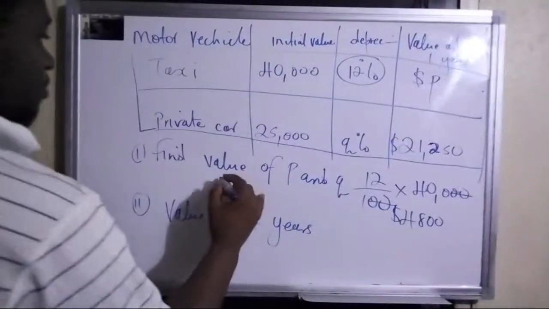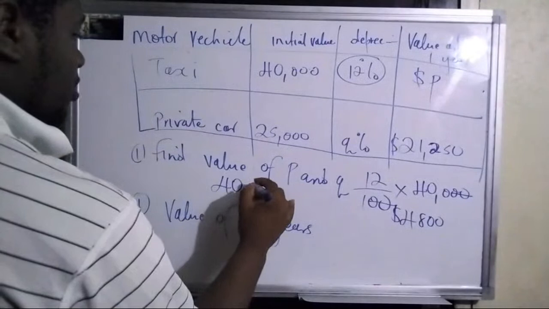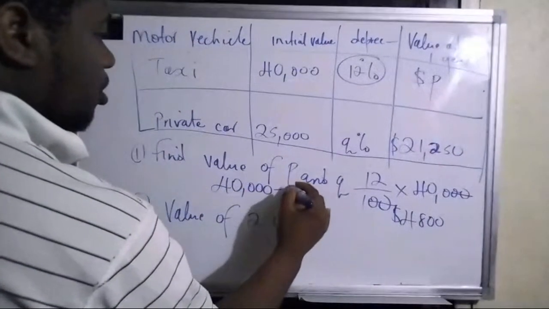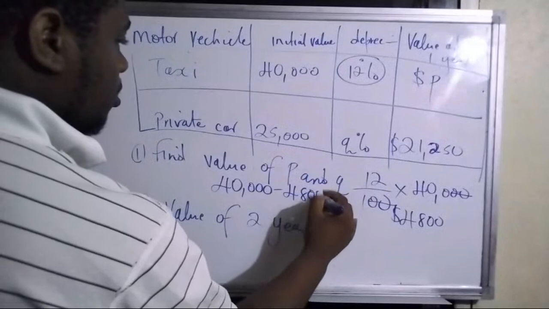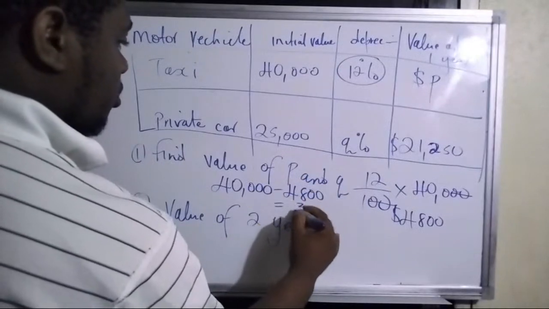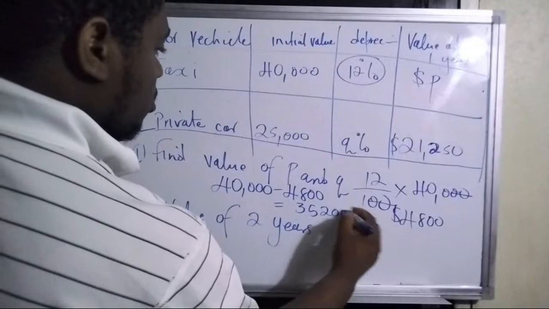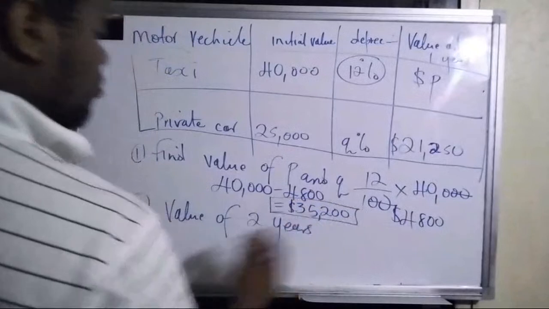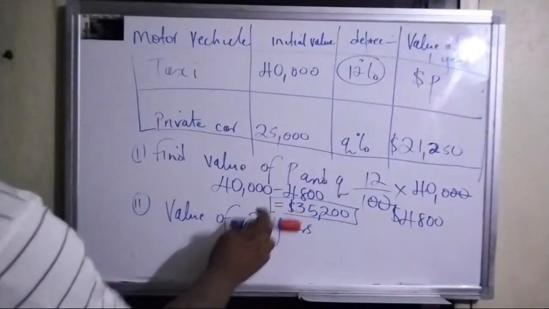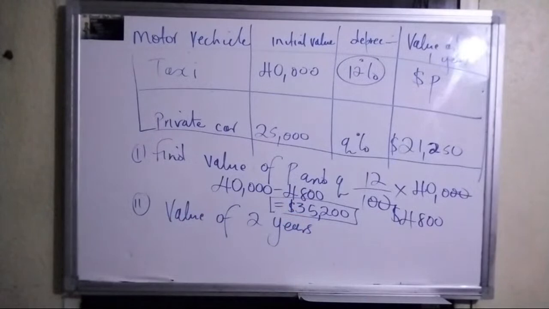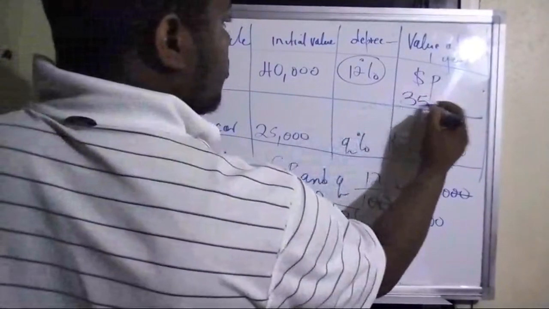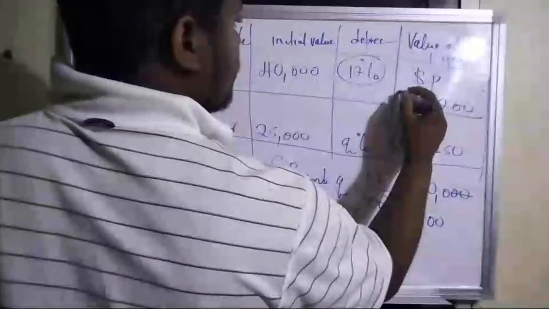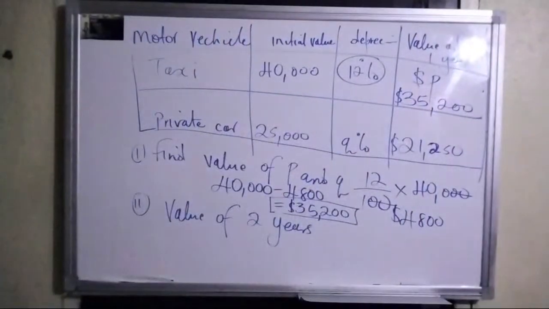Right? I'm just going off memory because we did this in class today, and that was 35,200. I'm not even calculating it. I'm just going by memory because we did it in class today, and that's how my brain works. So after you subtract, you'll get 35,200. So the value of P would be 35,200. This is the value of the car after 1 year.